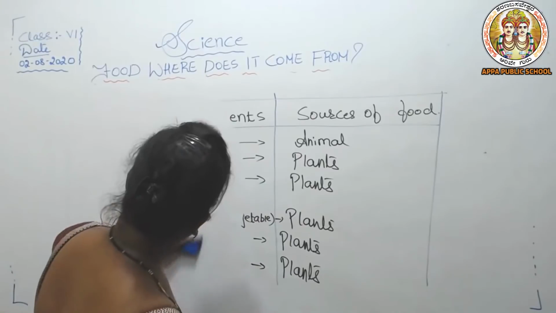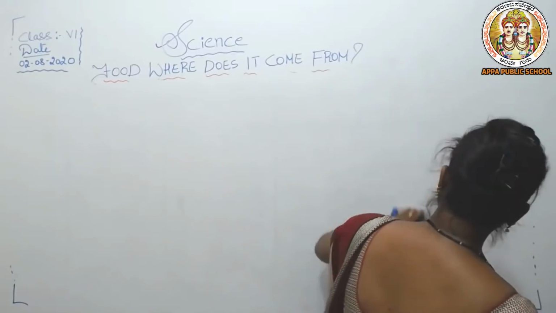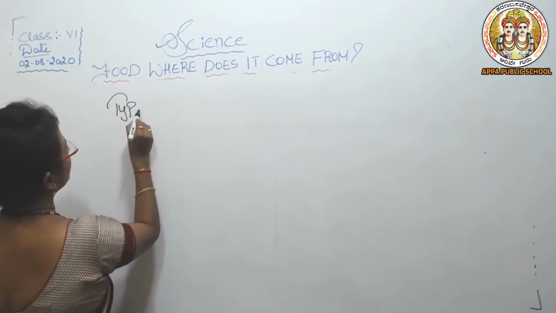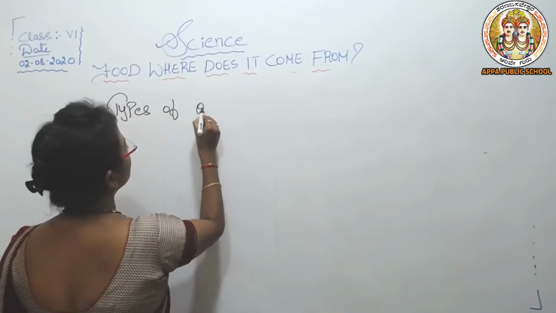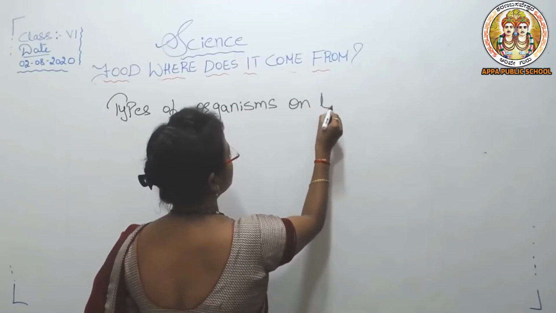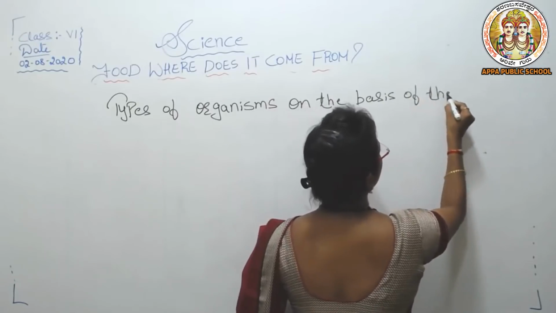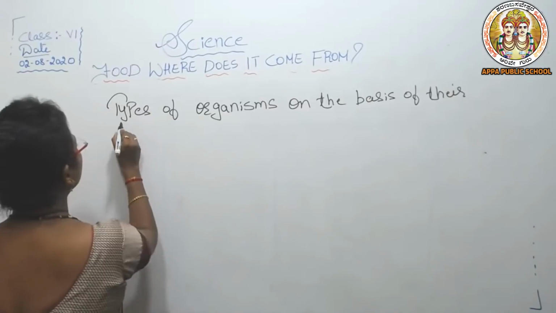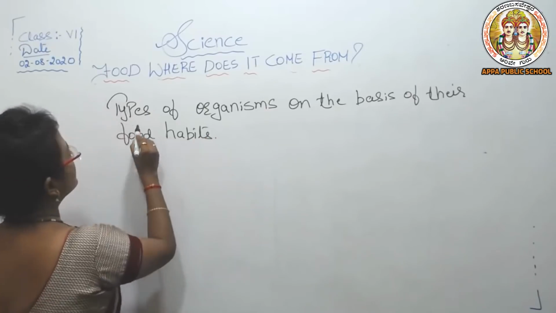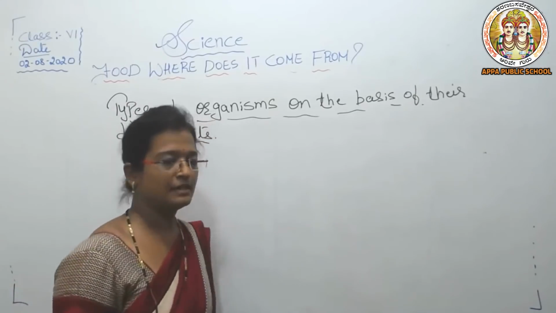So now, next topic, which is organisms on the basis of their food habits. Types of organisms on the basis of their food habits. Which are those organisms? Let me tell you.